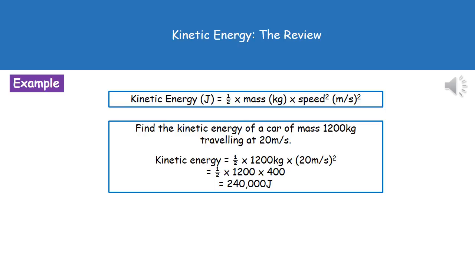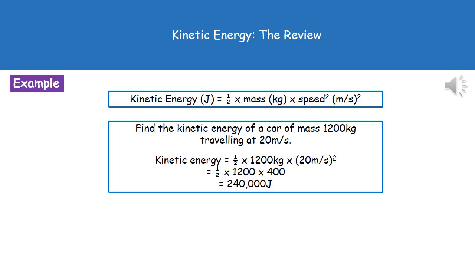To give you an example then of the kind of calculation you might need to do, the question there: find the kinetic energy of a car of mass 1,200 kilograms travelling at 20 meters per second. So the equation we need to use is always printed on page 2 of our exam booklet. So you flip back and you find kinetic energy equals half times the mass times the speed squared.